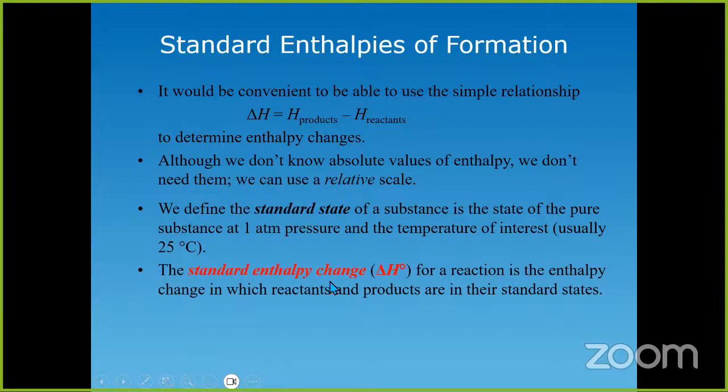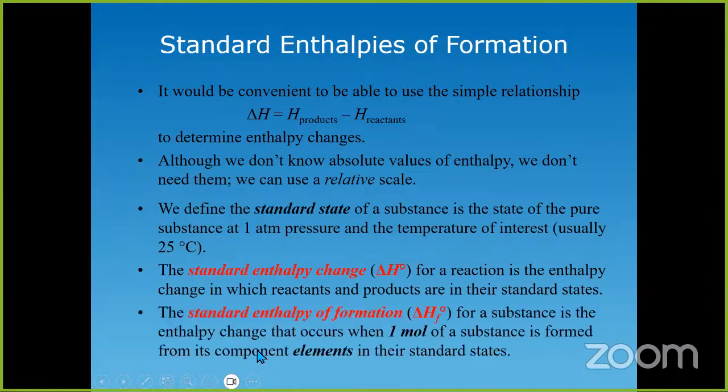The standard enthalpy change for a reaction is the enthalpy change in which reactants and products are in their standard states. In other words, the state where their conditions are described earlier as standard conditions, right? And then there's another term that I need to talk about called the standard enthalpy of formation for a substance, which is the enthalpy change when 1 mole of a substance is formed from its elements in their standard states.